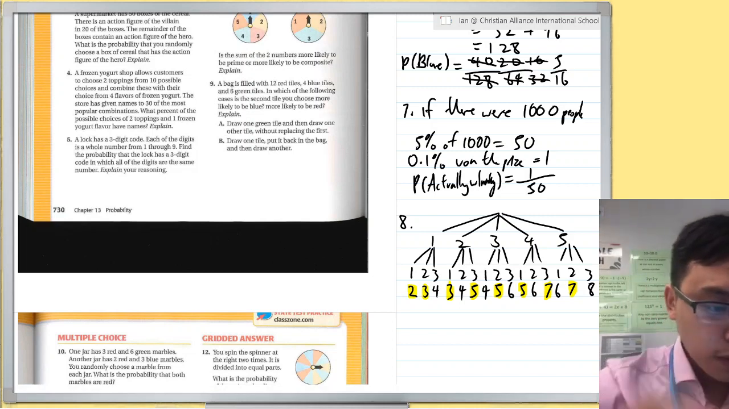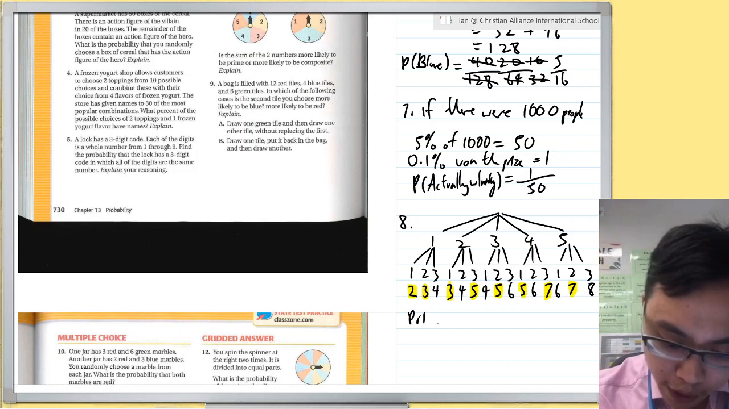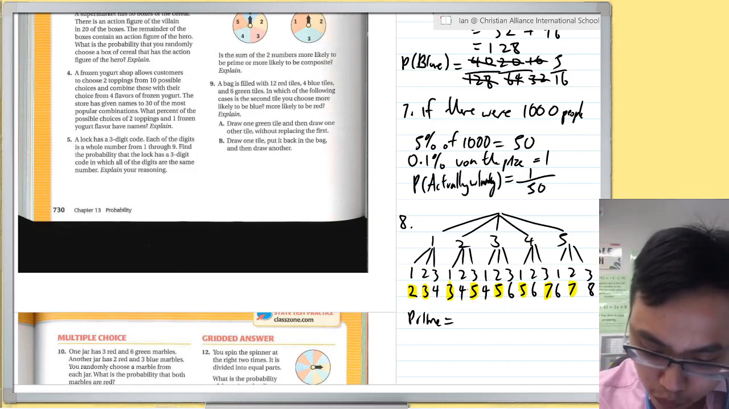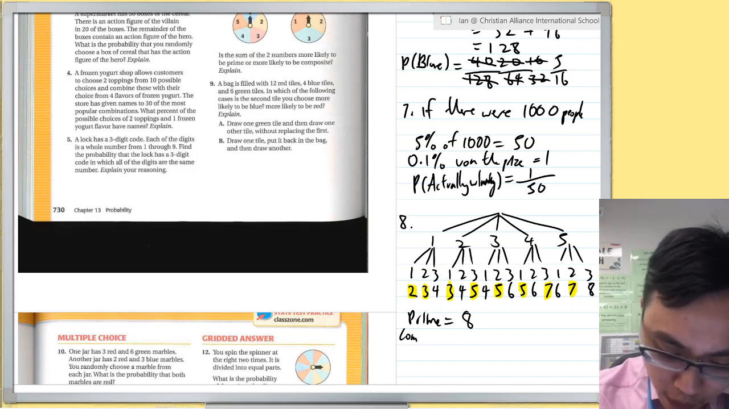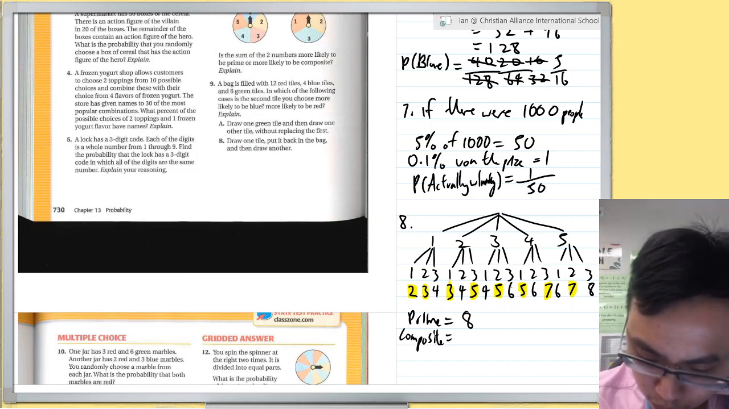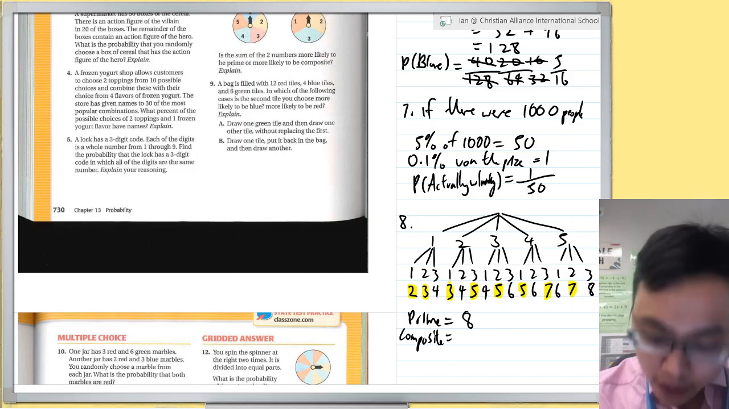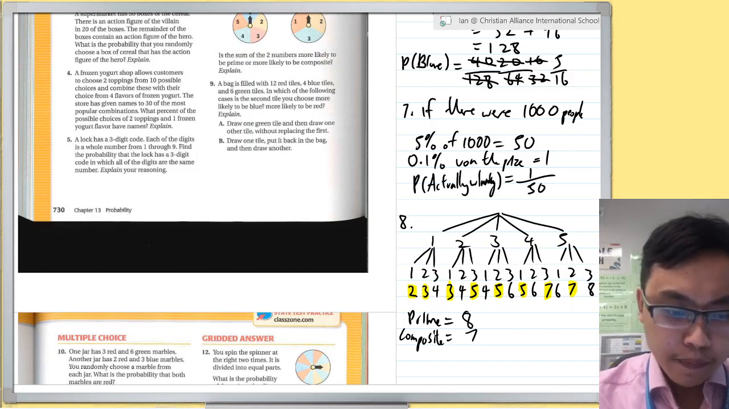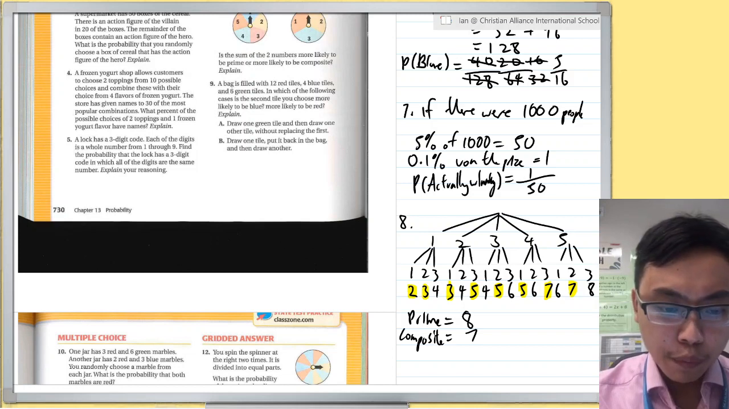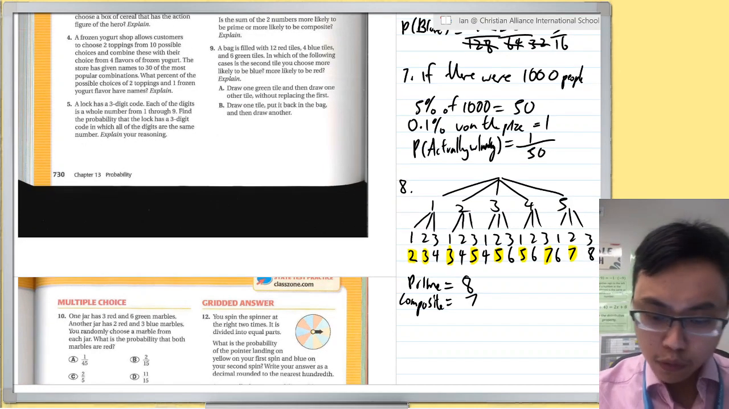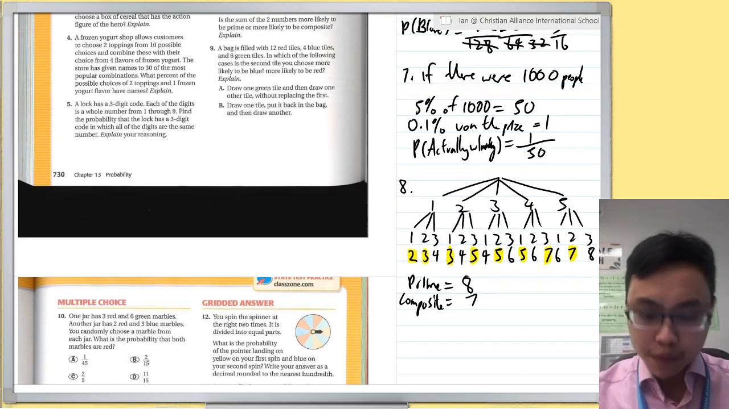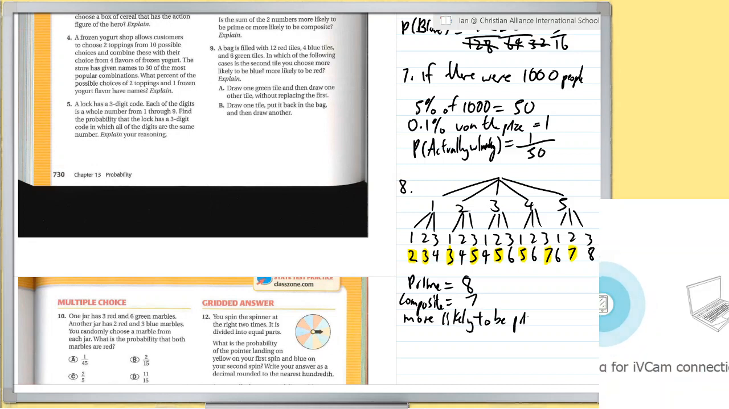I can quickly write down that the number of primes is equal to 1, 2, 3, 4, 5, 6, 7, 8. And the number of composites is equal to 1, 2, 3, 4, 5, 6, 7. And so is it more likely to be composite or prime? There are more primes than composites, so it is more likely to be prime.